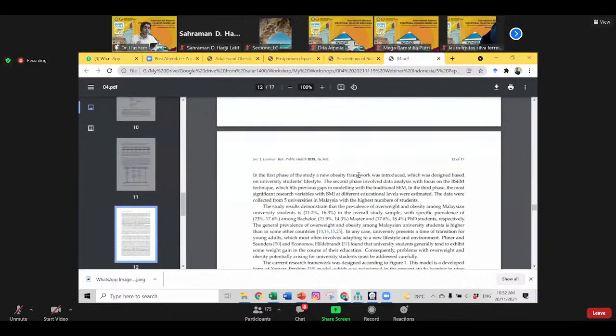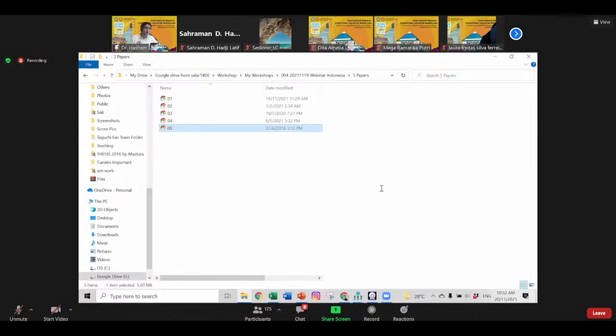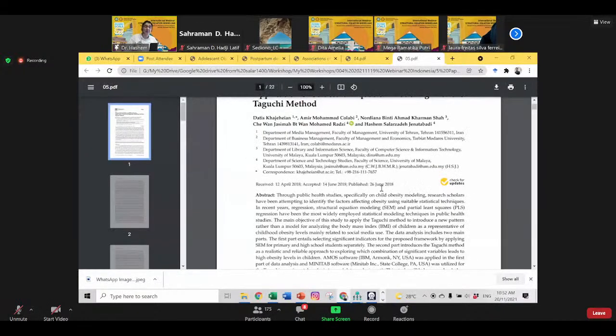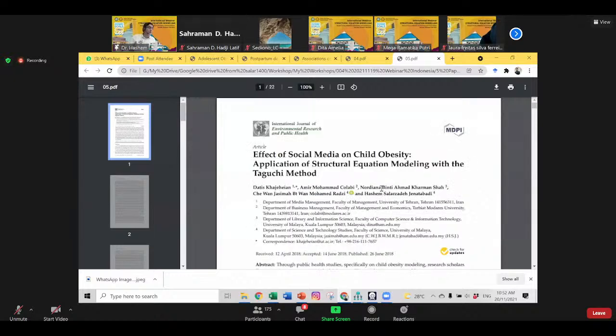I published this paper in 2018, right? Effect of social media on childhood obesity. The interesting part is the application of structural equation modeling with the Taguchi method. Maybe you haven't heard about it. Maybe Prof. Eridani, a mathematician, knows about the Taguchi method, especially in engineering statistics. After I come up with the model, I come up with the pattern. The pattern is from the Taguchi method from engineering. This is the first time I put the Taguchi method in public health. Actually, it's from engineering, it's experimental design, right?